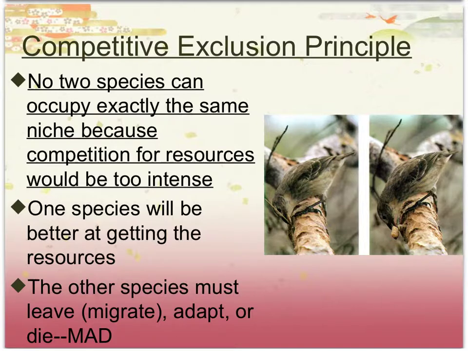Okay, so unfortunately for those that do occupy the same niche, there's something known as the competitive exclusion principle, in which no 2 species can occupy the exact same niche, because inevitably there will be so much competition for the resource that it would be too intense for both to survive. One species will inevitably be better at getting that resource, and the other then has to either migrate, adapt, or die, which I call the MAD principle.